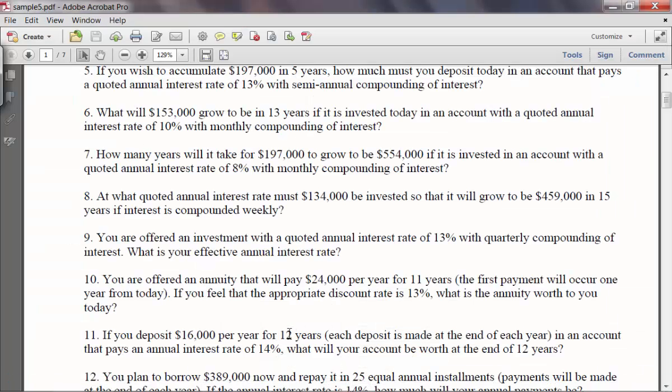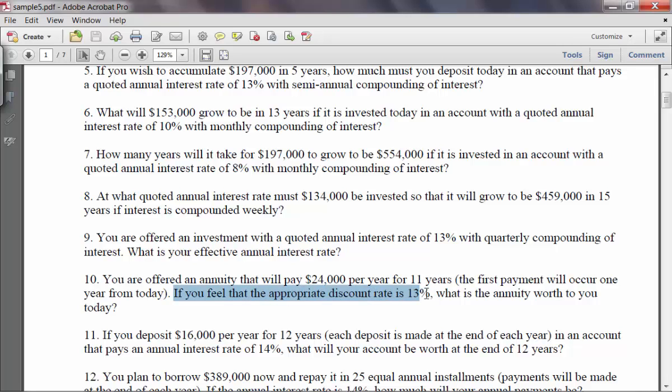You are offered an annuity that will pay $24,000 per year for 11 years. The first payment will occur 1 year from today. So the annuity happens at the end of every period. You feel that the appropriate discount rate is 13%. What is the annuity worth to you today?